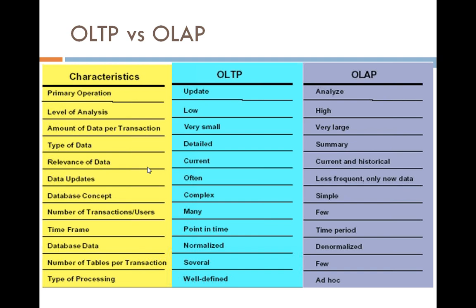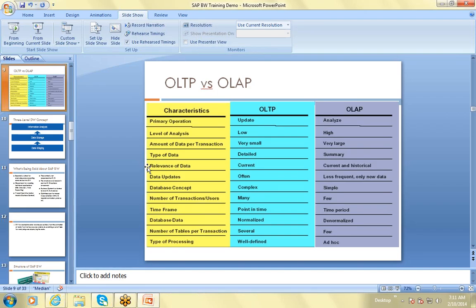The database data is normalized in OLTP and denormalized in OLAP, and the number of users is very high in OLTP and very low in OLAP. So this is how the OLTP and OLAP systems are designed, Srini. Till this point, any doubts, Srini? You want to ask me anything?